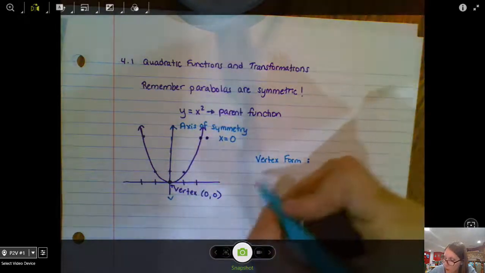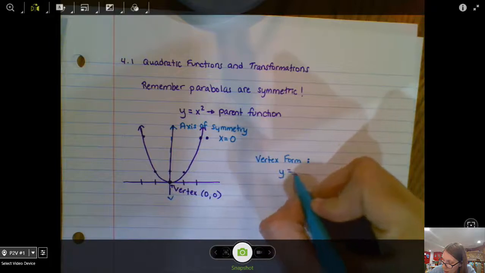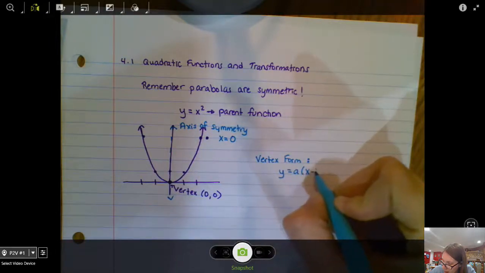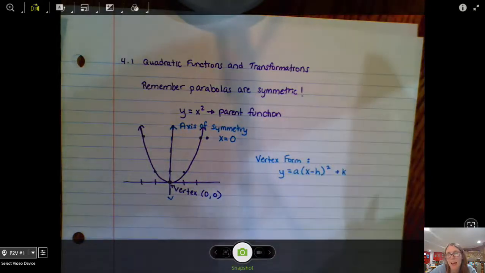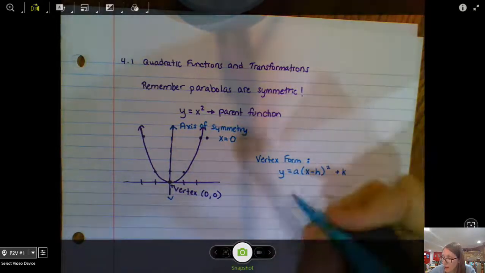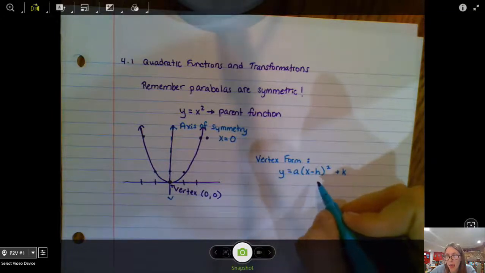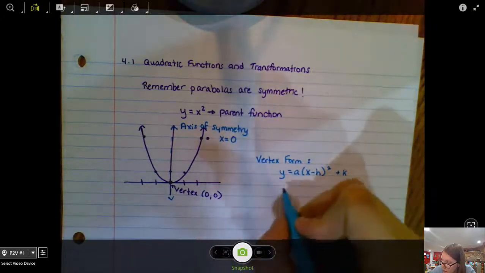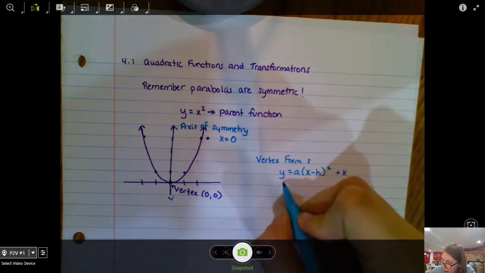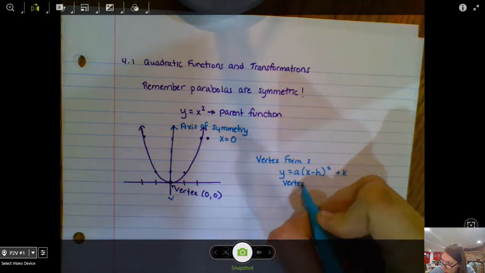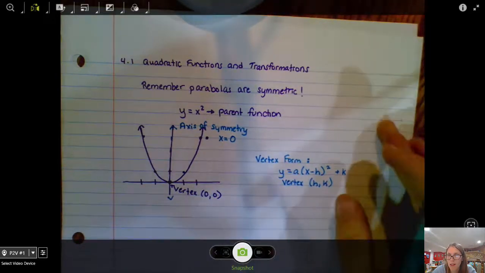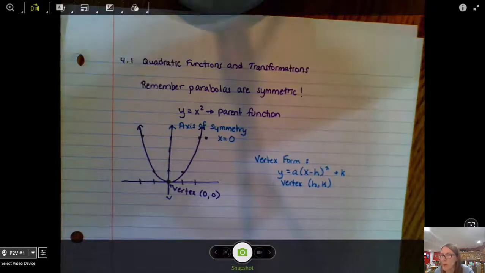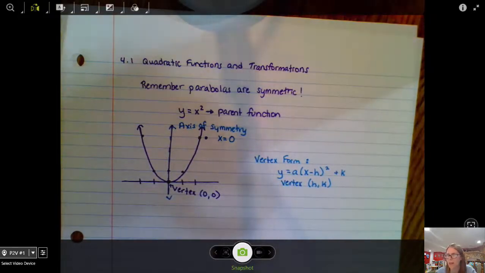And vertex form for quadratics is y equals a times (x minus h) squared plus k. And this is nice because if we think about h and k values here, h and k tell us our vertex. And people always ask me, do we really have to remember y equals a times (x minus h) squared plus k? What a means, what h and k mean?